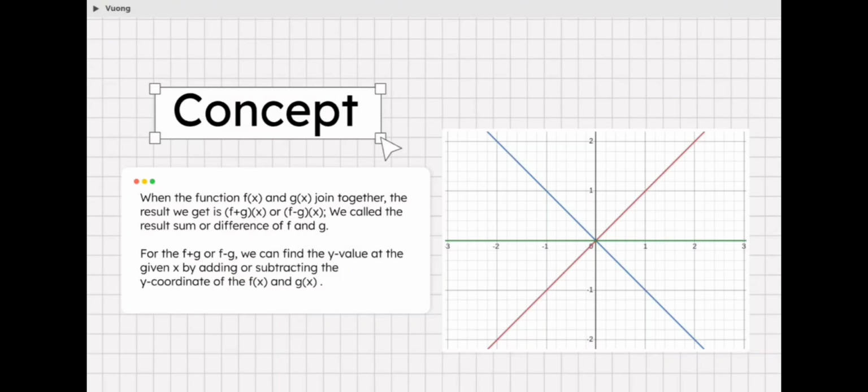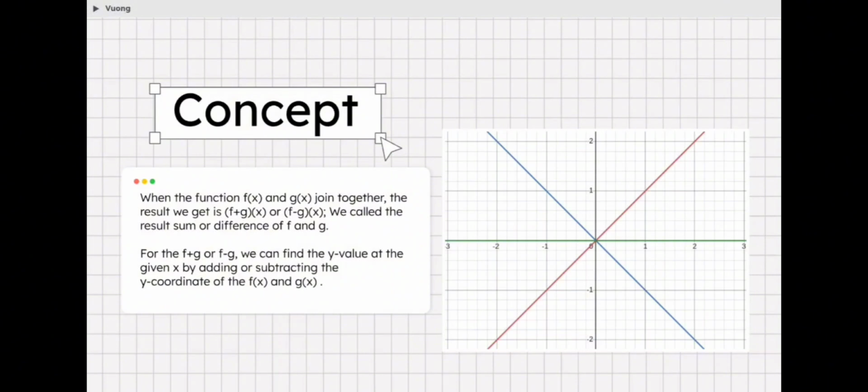If it's a sum, the sign will be plus, and if it's a difference, the sign will be minus. And you have to remember, f and g don't necessarily have to go in that order, where f goes first and g goes after. f and g can always change their position based on how the question asks, so you have to pay attention to that.